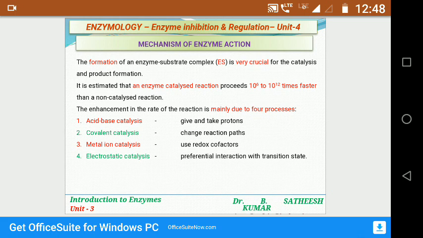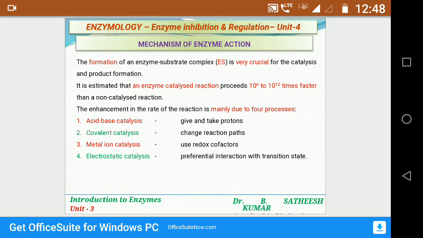And the second one is covalent catalysis. In this mechanism, the amino acid residues will develop positive or negative charge and they form a covalent bond with the substrate. So this covalent bond formation between the substrate and the amino acid residue in the active site of the enzyme will facilitate the formation of the transition state.